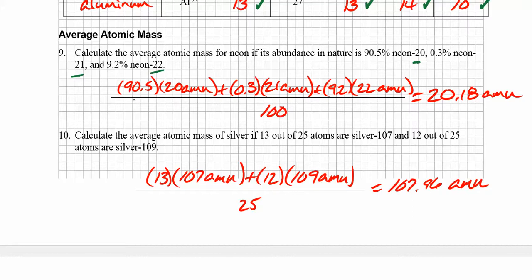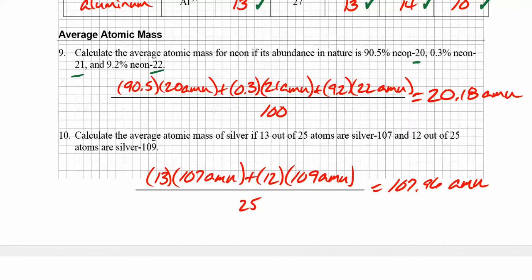So in this case, I've got 90.5 divided by 100, 0.3 divided by 100, and 9.2 divided by 100. Again, I could have accomplished the same thing by just moving the decimal place for each of these percent abundances, but it's just easier for me to put a division by 100 right here.